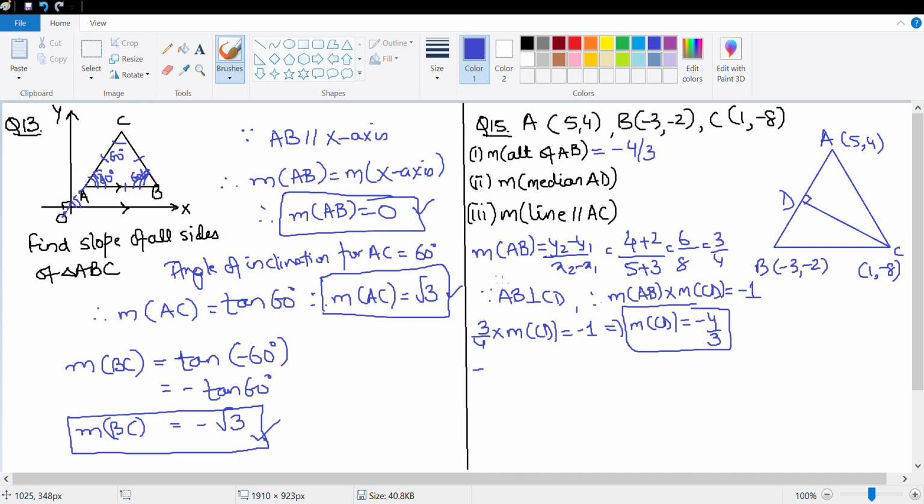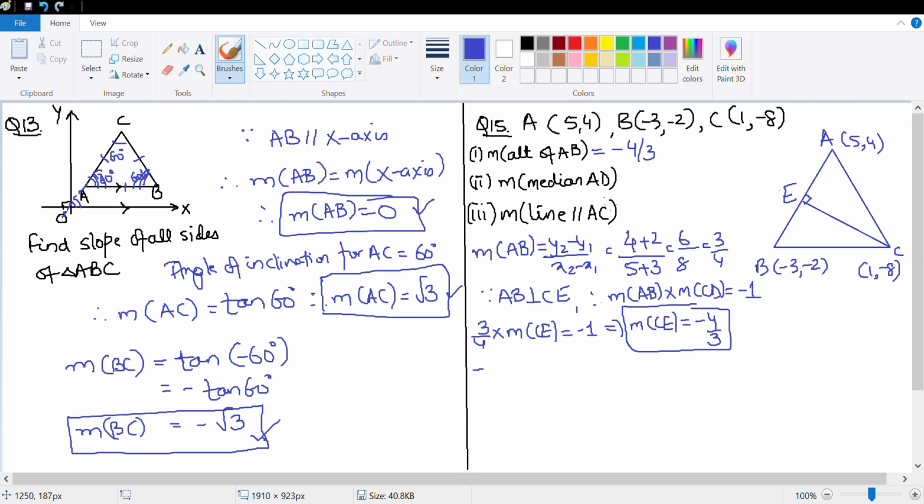Let's look at part 2. Part 2 says the slope of median AD. Oh, D is given, so I can't take this as D. My mistake. I will have to change it now. So this can't be D because D is given as another point, sorry. Let me call this E and let me change it wherever I've written D. So this will have to be E and this will also have to be E here. Anywhere else I've written D? Yes, there is one more point where I've written D, so I will have to change this to E. My mistake. This is E and this is E.